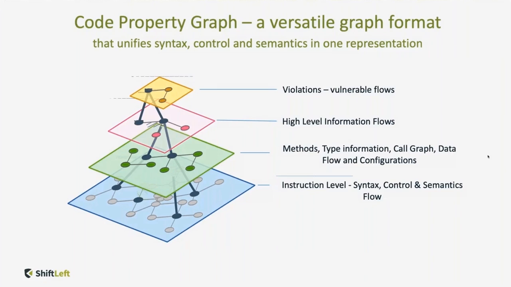This is what our chief scientist, Dr. Fabian Yamaguchi, did. He took these three very rich structures and unified them to create a versatile graph format, which he called the code property graph in his PhD thesis. Having this unified representation at our disposal enables us to ask intelligent questions from a security perspective.